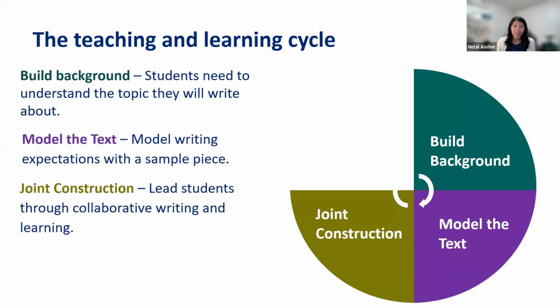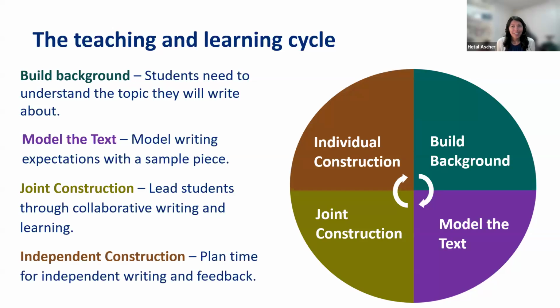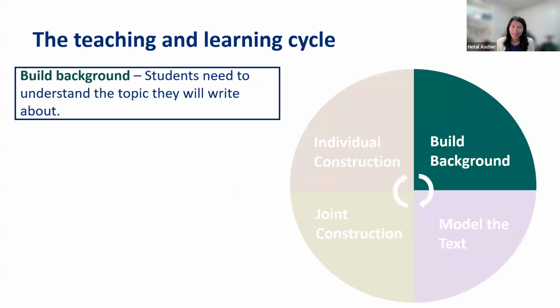The third phase is joint construction, and in this phase, we lead students through some collaborative writing so that they get to practice what we expect. And finally is independent construction or individual construction, and this is where students are now more prepared to write on their own. And this is a cycle. There is no set order. You might choose to move backwards as you notice your students need more practice with a different phase. But in this workshop, we'll start at building background and move through the cycle.